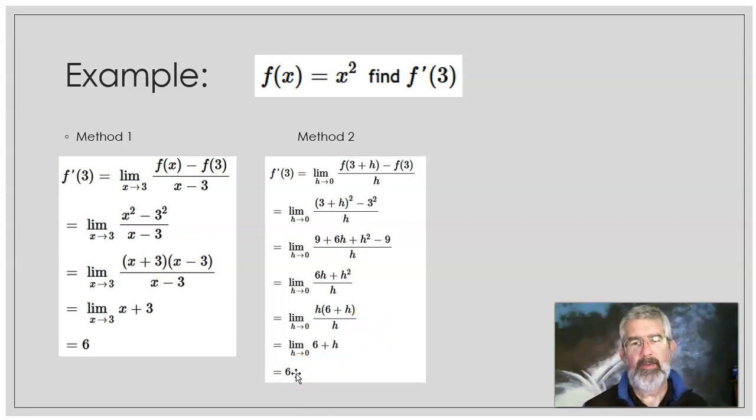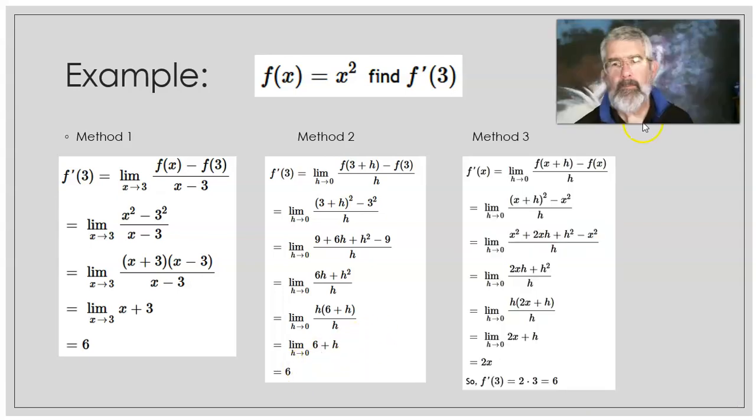Now, I want to do this one more way because there is another way it could be done using that second definition. So with the third method, I'm using the second definition, but I'm not plugging x equals 3 in to start with. I'm going to just find the derivative of x squared and then plug in x equals 3. Okay. Now, f of x plus h minus f of x all over h, the limit as h goes to 0. That's the derivative of f.